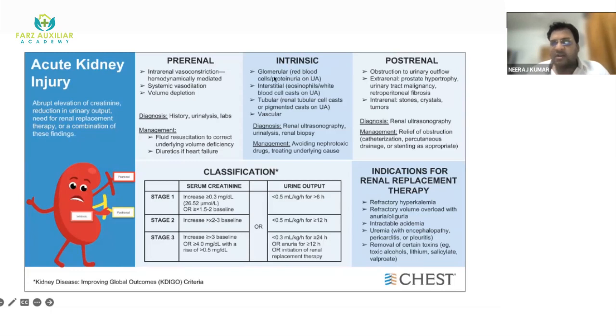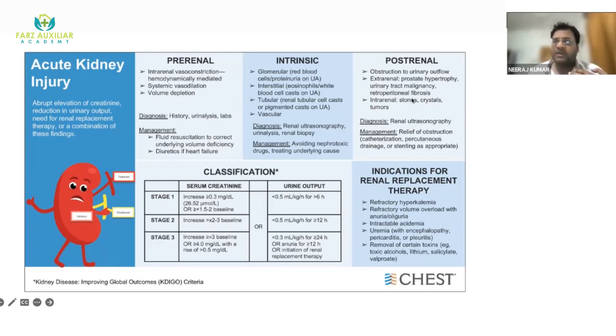So intrinsic causes: if the injury is persisting to the glomerulus, it will be intrinsic damage. There may be eosinophils or white blood cells on urine examination, maybe tubular cell casts, or maybe vascular causes. So how are you going to diagnose? All intrinsic renal failure patients, intrinsic AKI, should be diagnosed using renal ultrasound, urine analysis, and renal biopsy. It is always important that if you do not manage the pre-renal state, it will land up in intrinsic renal failure. And here the toxic drugs play a very important role.